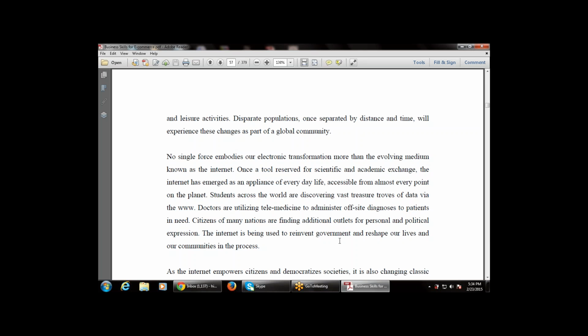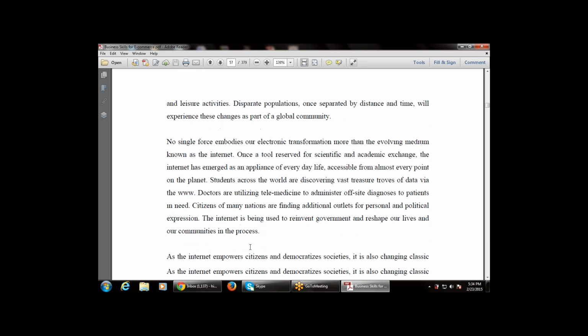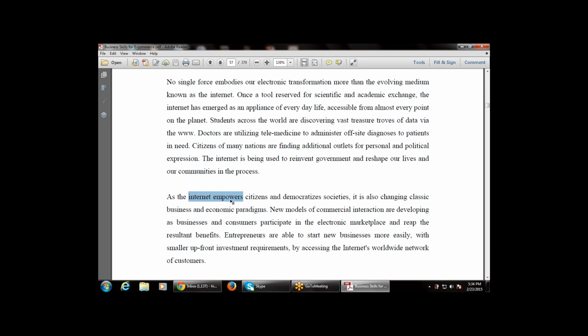The internet is being used to reinvent government and reshape our lives and communities in the process. As the internet empowers citizens and democratizes society, it is also changing classic business and economic paradigms. New models of commercial interaction are developing as businesses and consumers participate in the electronic marketplace and reap the resulting benefit. Entrepreneurs are able to start new businesses more easily and with smaller upfront investment requirements by accessing the internet's worldwide network of consumers.